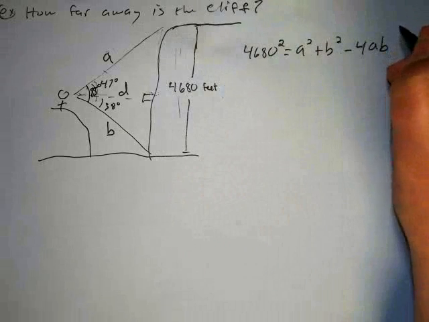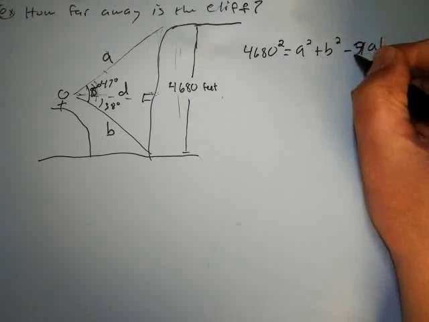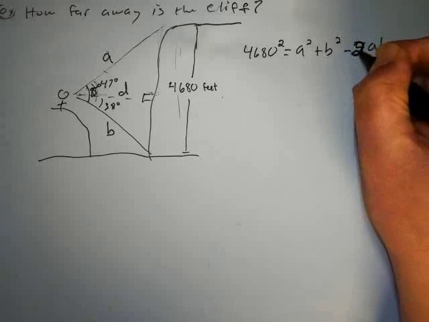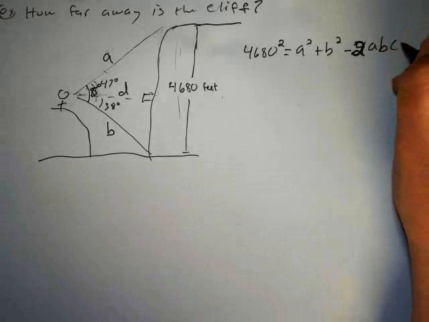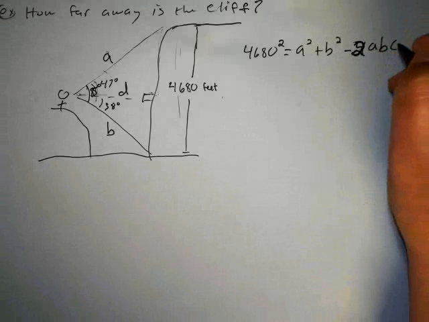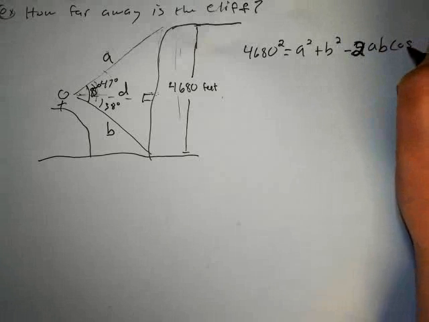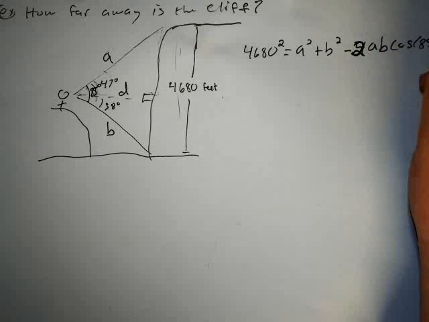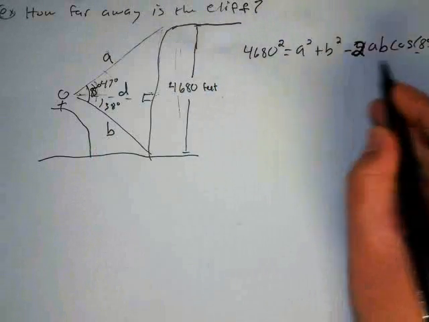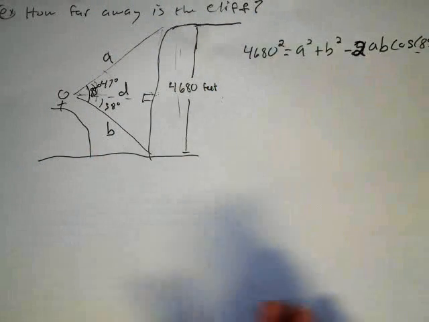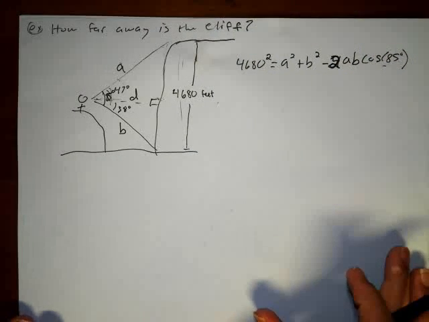Sorry, not 4. I'm sorry, 2AB, I was thinking of the Pythagorean theorem or quadratic formula or something, times the cosine of 85 degrees. Right? So this is with that A and B. I'm just setting up what the law of cosines would look like. Let me zoom out just a little bit there.